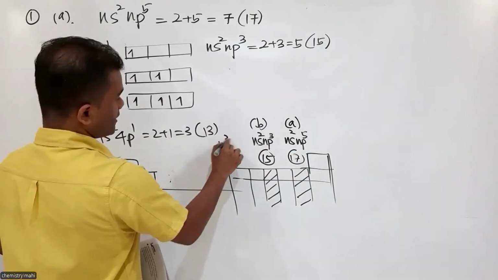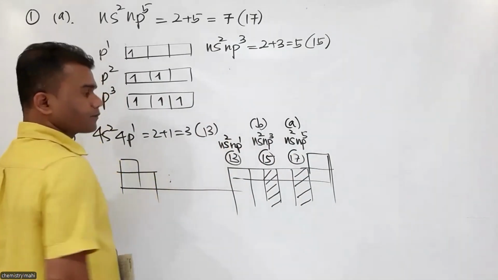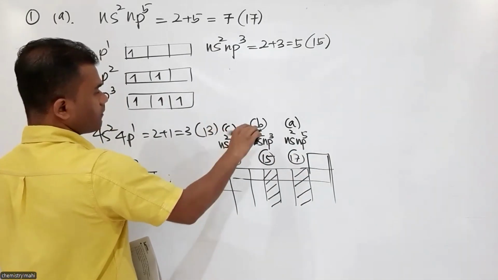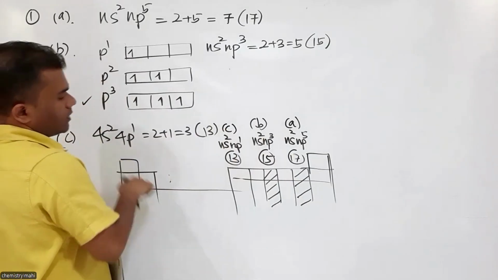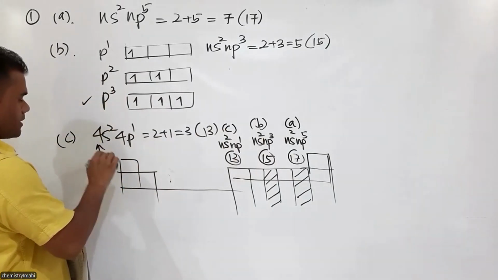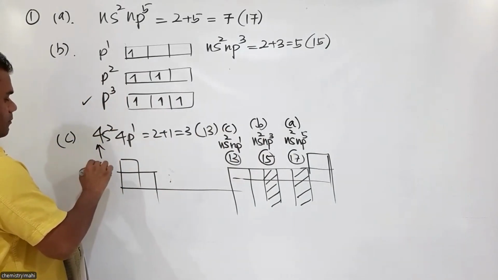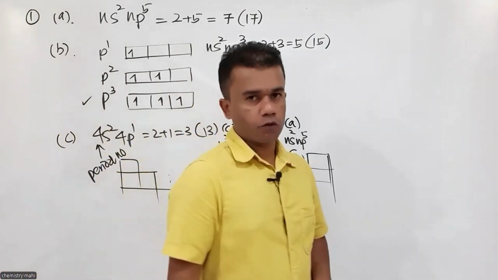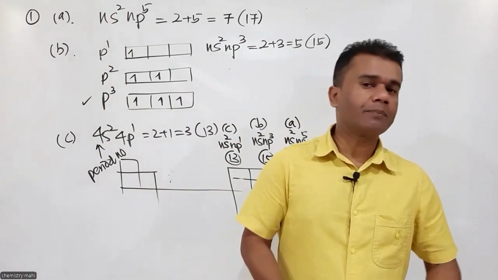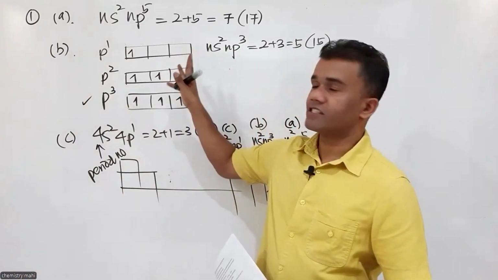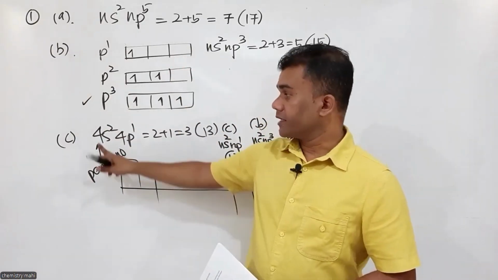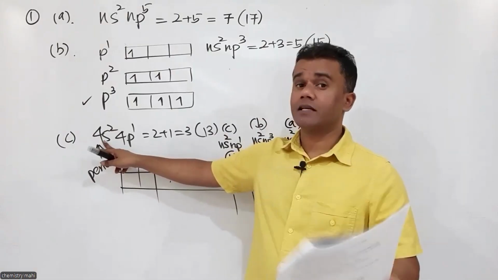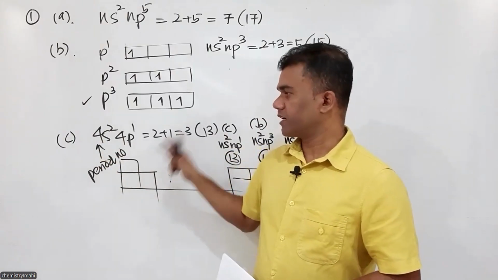This is ns2 np1, but they have given the number 4. What does this number give? This number gives the period number. We learned that in the theory class. I told you that to get the group number and the period number, we can easily use the valence shell electron arrangement. The highest principal quantum number gives the period number, and the group number can be taken in this manner.